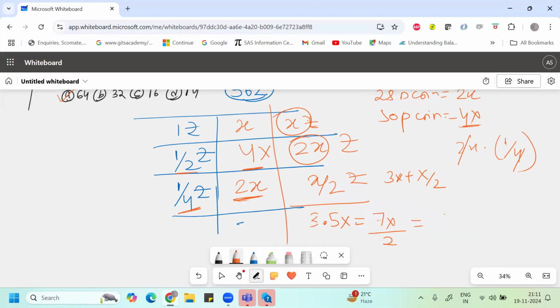This is equal to the total. How much is the worth? The worth is 56 rupees. So what is the value of x? The value of x would be equal to 16. So the value of x is equal to 16.